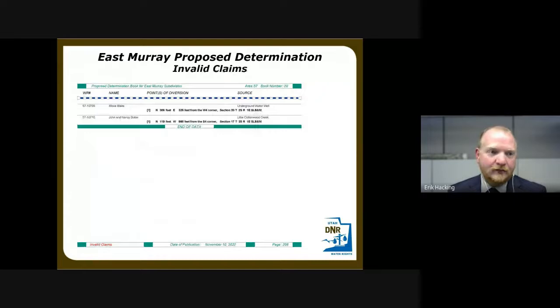All right. The next section we have is the list of invalid claims. These are rights that are being disallowed due to invalidity, based on there being no legal basis for the right. An example of these would be diligence claims filed or claiming water usage after 1902, or just rights not established in accordance with Utah code.